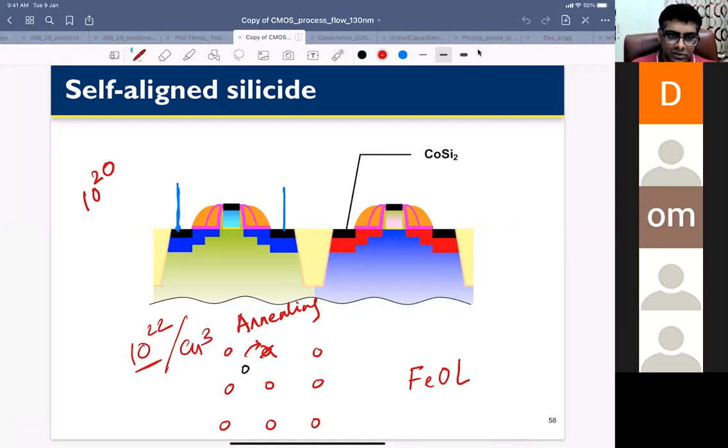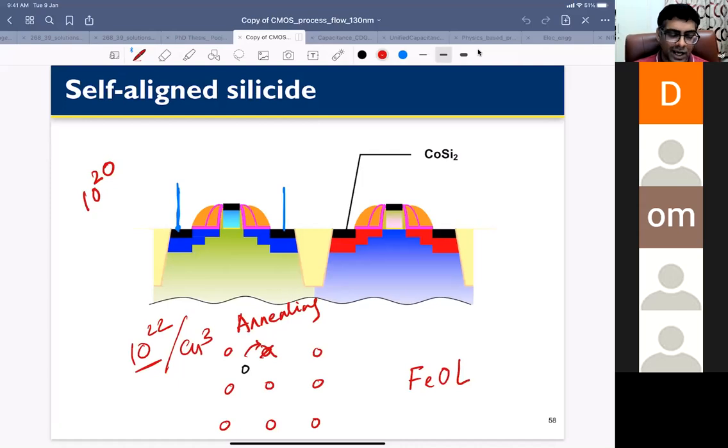So here you could see that after you have your source and drain implantation, right? Then you deposit cobalt and anneal it. So the cobalt will react with silicon and form cobalt silicide, right? So this cobalt silicide is a highly conducting material. This is done just to decrease the resistance of source and drain, right?